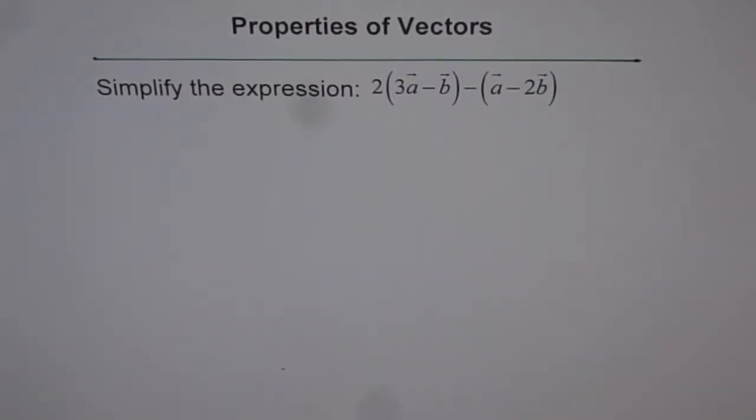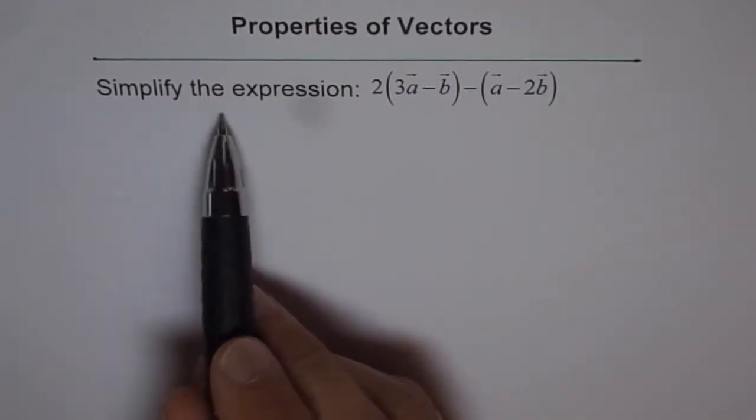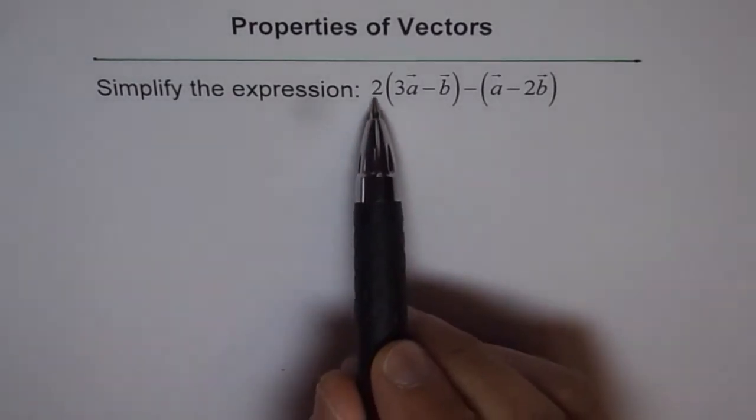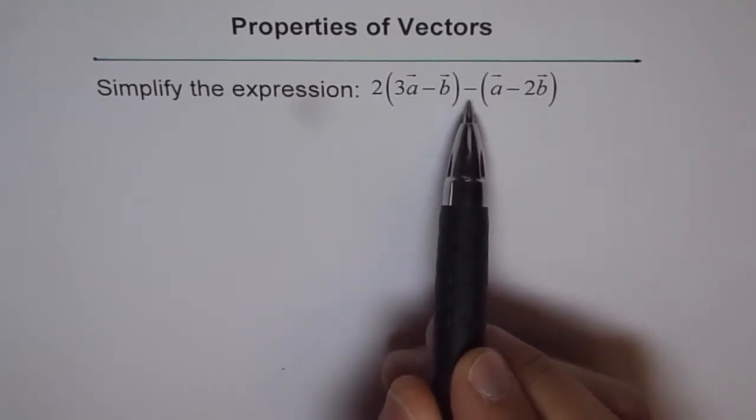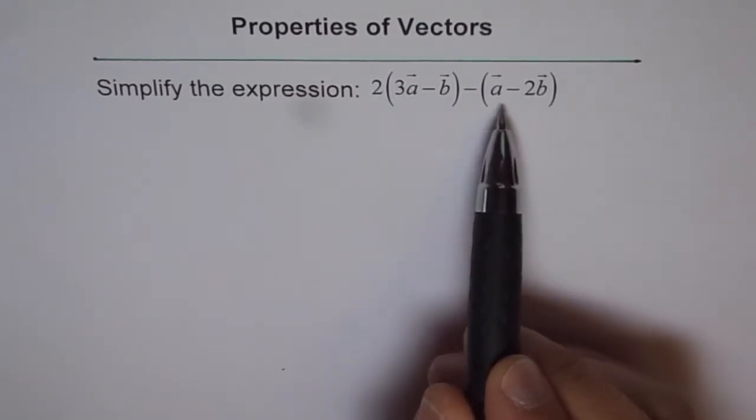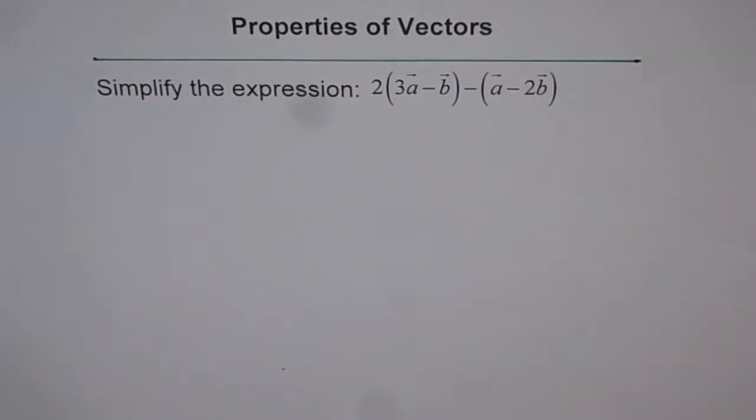Properties of vectors. The question here is, simplify the expression 2 times within brackets 3 times vector A minus vector B, minus within brackets vector A minus 2 times vector B. Now simplifying is simple, but at each step you have to write the property you applied to simplify. That's critical. This is a very important question overlooked by most students. Therefore I've taken it here.